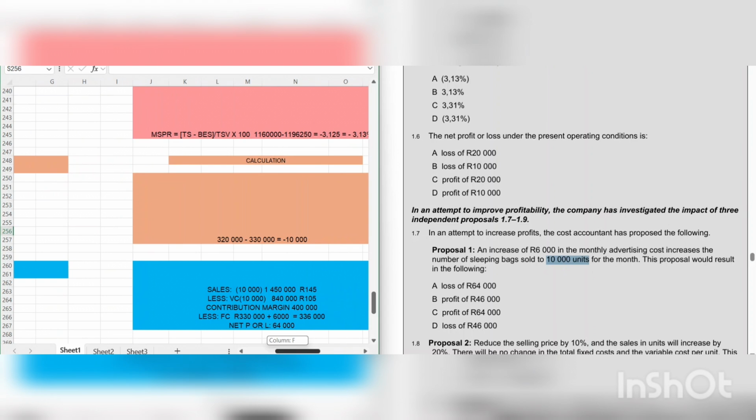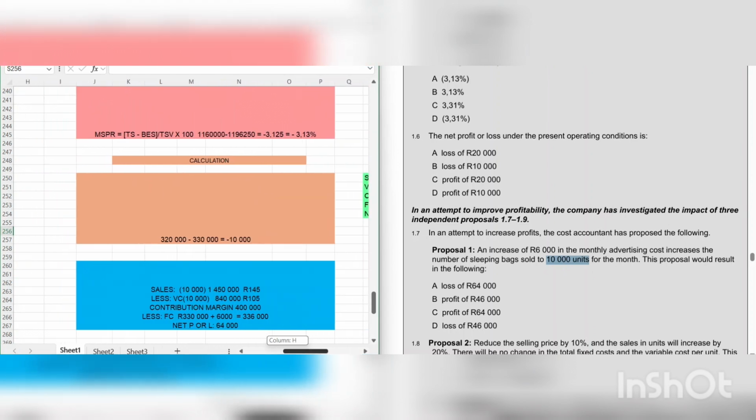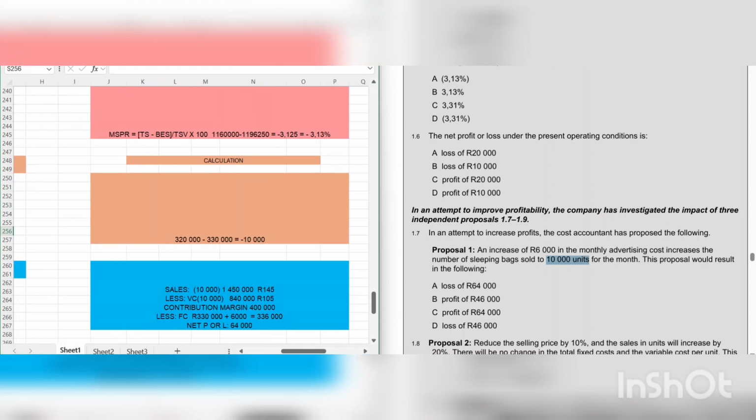So the first thing that we would do here is calculate our new amount of sales. Remember, the previous sales was at 8,000 units. This is now at 10,000. So you take 145 times 10,000 units and it gives you a new value. And what you do for sales, you need to do for your variable cost. So you take 105 times 10,000 and you have your new variable cost. Sales minus variable cost gives us a new contribution margin of 400,000.